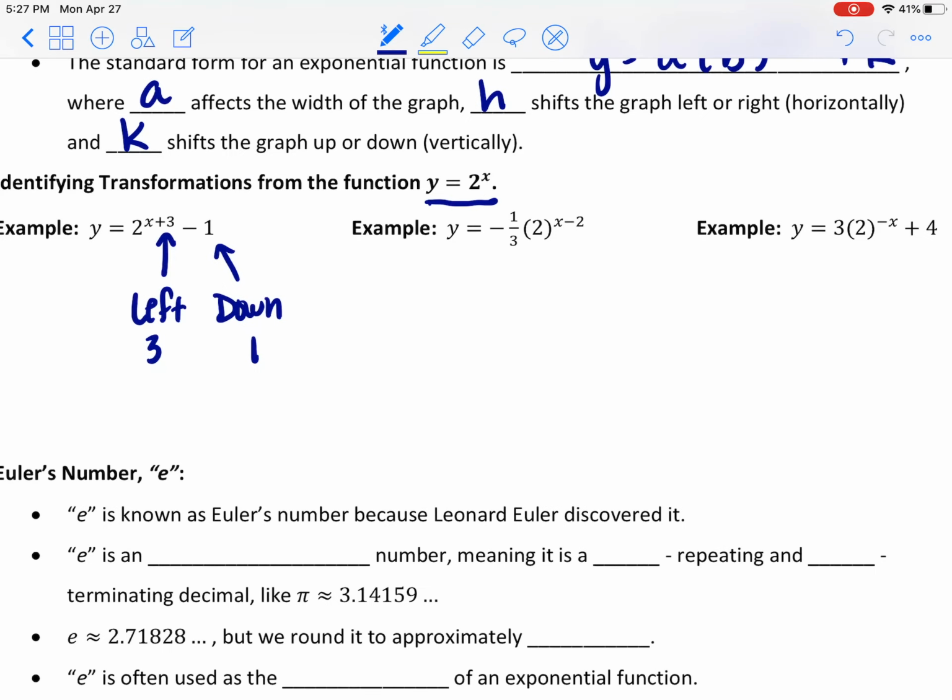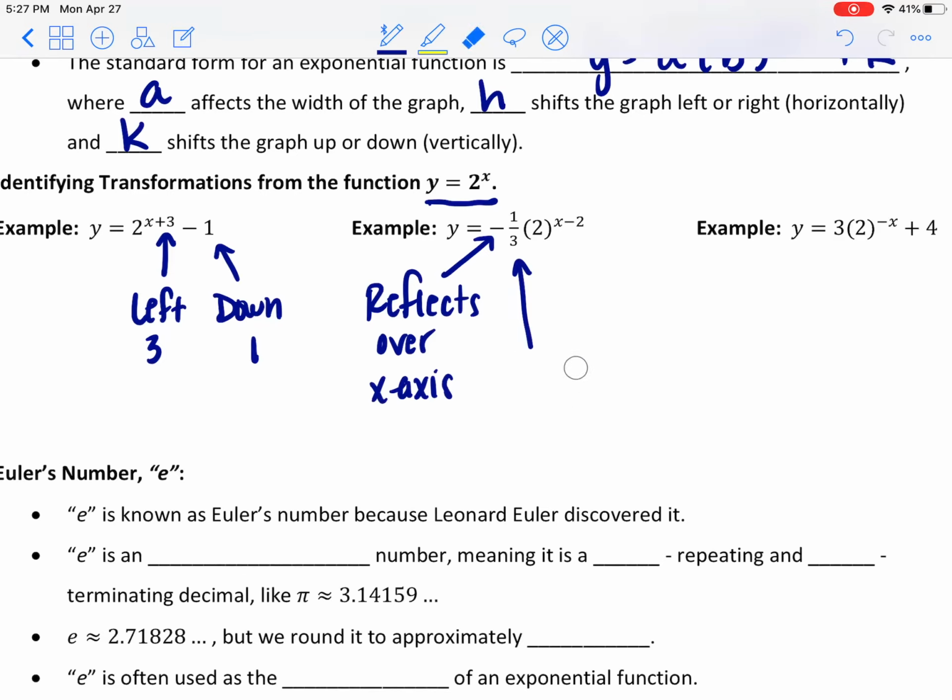Everything has slid over to the left, okay? And then let me take that plus 3 out of there, 2 to the x power, and after the exponent, if I subtract 1, we can see that that graph has shifted down, okay? So if you forget your transformations, you could use your calculator, your Desmos.